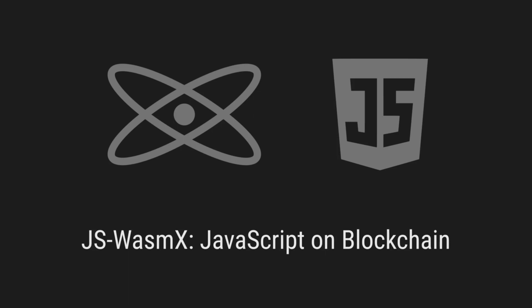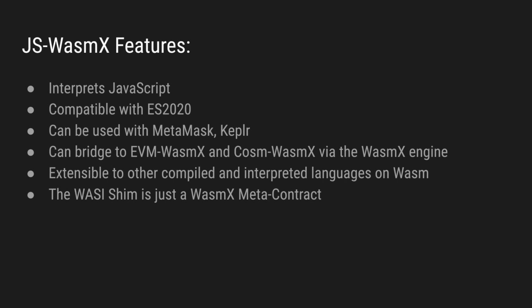In recent videos, you have seen WasmX plugins for Python and Golang smart contracts. Today we are taking one step further and bringing you JavaScript smart contracts. Specifically, in this demo, these are JavaScript contracts that are interpreted by our JavaScript interpreter meta contract. We talked about meta contracts before.